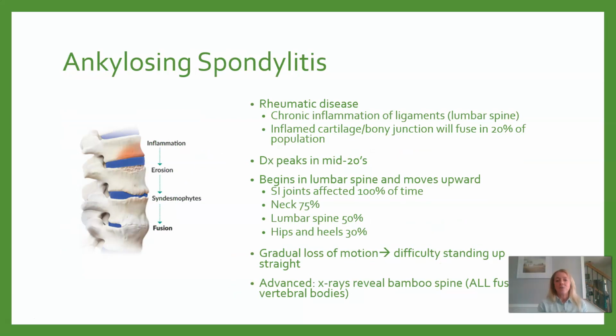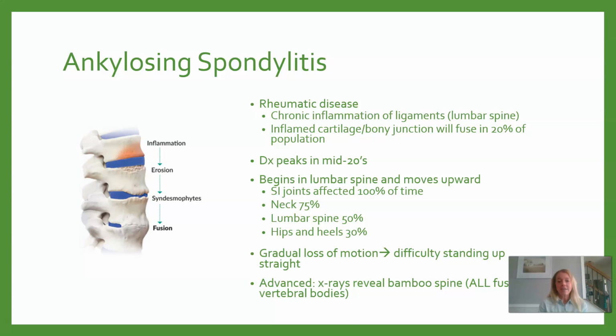Ankylosing spondylitis is also known as sort of the bamboo spine disease. It's a rheumatic disease. It's characterized by chronic inflammation of the ligaments of the lumbar spine, most likely the anterior longitudinal ligament, and it will actually cause a fusion of the spinal segments where it is affecting. The diagnosis peaks in the mid-20s, so it's actually a younger person that's diagnosed with this disease, and it can begin in the lumbar spine and then move from there. People who have the diagnosis of ankylosing spondylitis, the SI joints are affected nearly 100% of the time, which those joints are pretty closely fused anyway.